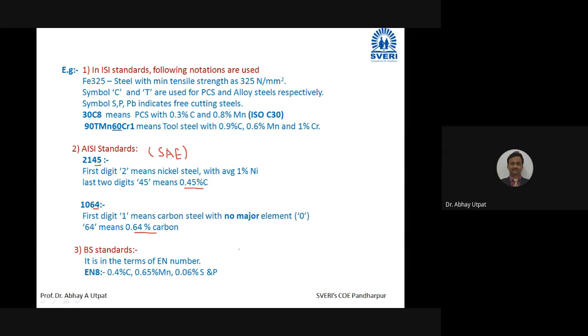EN means emergency number. So EN1, EN2, EN3, EN4, EN5. In this way they have given the numbers, and in front of it the percentage of carbon is given. It's like a serial number. You are using this EN8 in the workshop, that's why I've taken it as an example. EN8 contents are 0.4% carbon, 0.65% manganese, and 0.06% sulfur and phosphorus. Sulfur and phosphorus are always low in content. Okay. So in this way, you can decode.